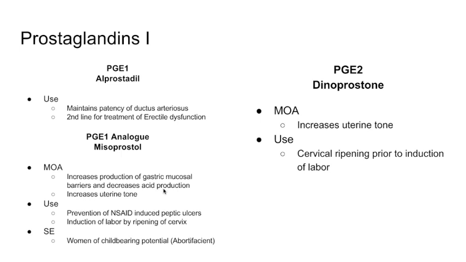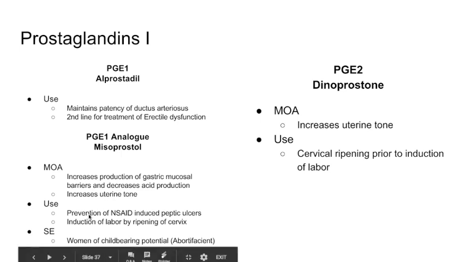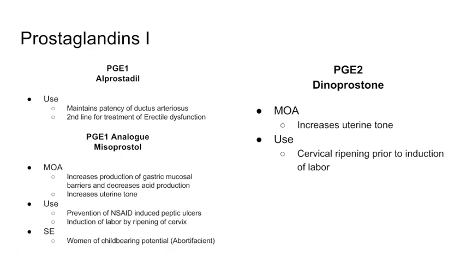So it helps protect the stomach. And the second thing is that it increases uterine tone. So we can make clinical use of that: we can use it to prevent NSAID-induced peptic ulcer. NSAIDs decrease prostaglandin release, so we can give an analog that can replace that, and it can prevent peptic ulcers.